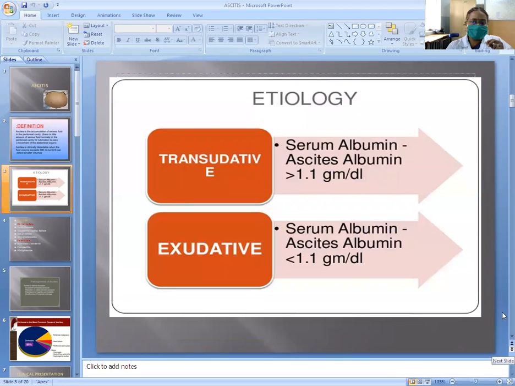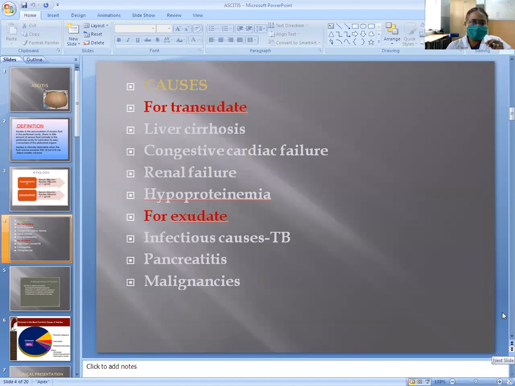So it is nothing but excessive accumulation of fluid in the peritoneal cavity. This fluid is of two types again, as we discussed in pleural effusion: transudate and exudate. The causes of ascites for transudate and for exudate. The most common cause of ascites is liver cirrhosis, and it is a transudative type. Next is congestive cardiac failure, renal failure, and hypoproteinemia. These are the causes for transudative type of fluid collection.